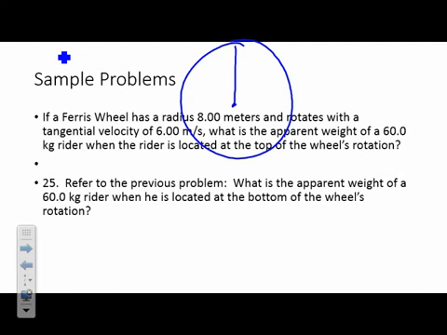We got a radius of 8. Don't mistake that for a rope or something. Not a rope, just right into the radius. The rider is sitting up here up top on a seat. The Ferris wheel is rotating with a tangential velocity of 6 meters per second. The guy's mass is 60 kilograms.